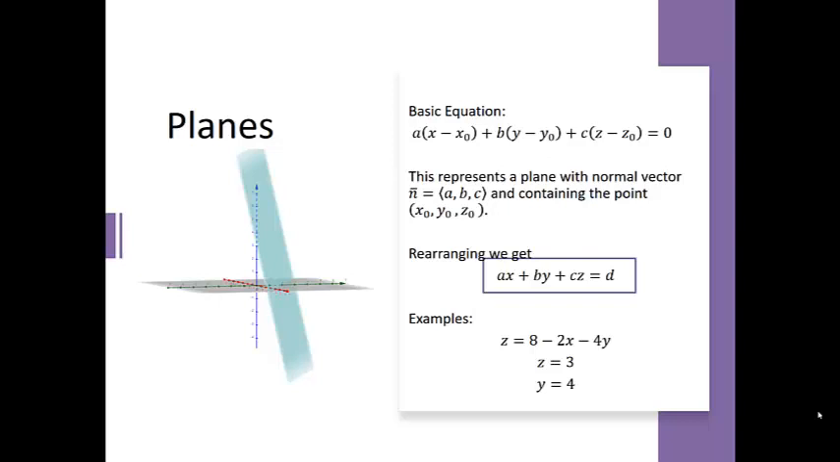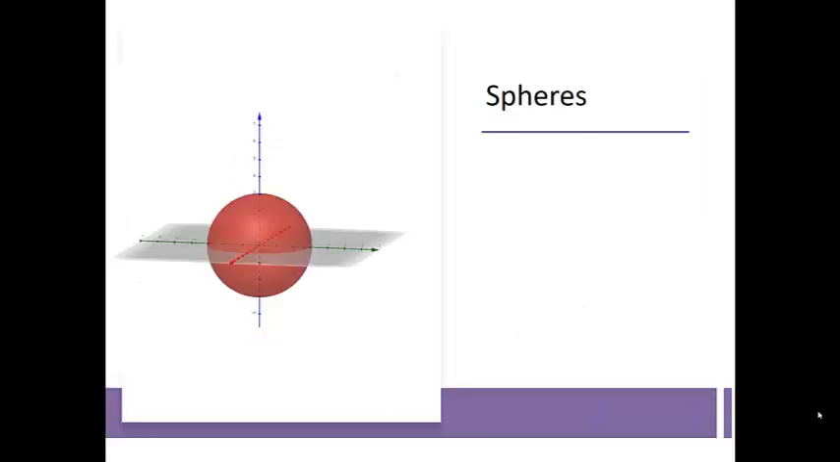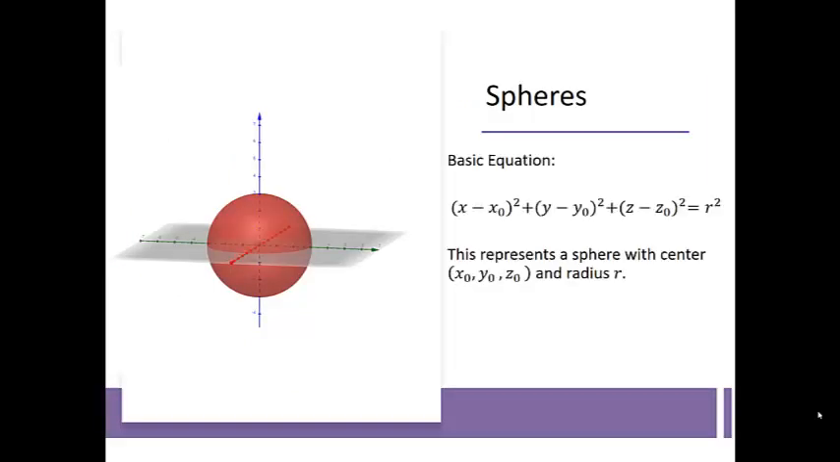Okay, so those are our planes. Another familiar surface from chapter 12 is our spheres. Recall the basic equation of a sphere is (x minus x naught) squared plus (y minus y naught) squared plus (z minus z naught) squared equals r squared. This represents a sphere centered at the point (x naught, y naught, z naught) with radius r. For example, the sphere pictured here in red has equation x squared plus y squared plus z squared equals 9. So this is a sphere centered at the origin of radius 3.